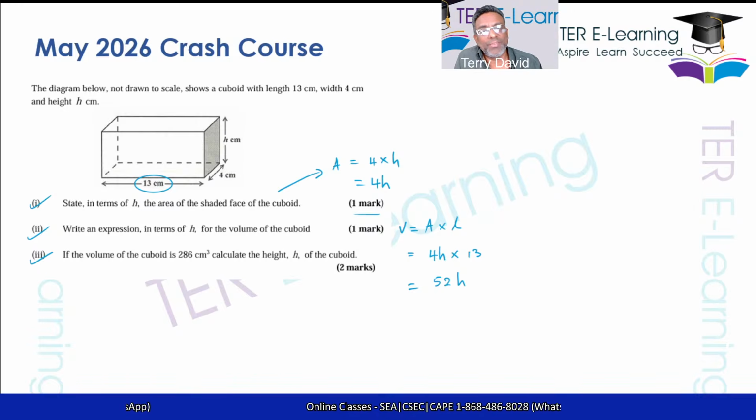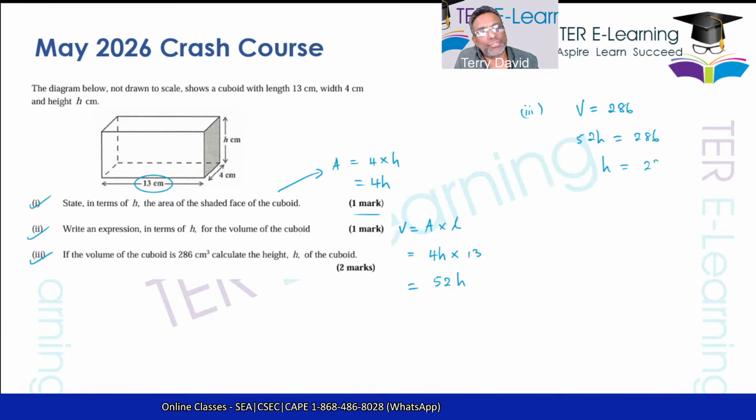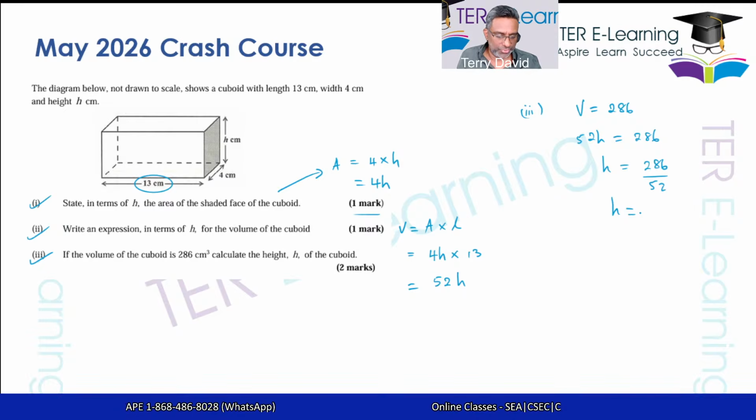And the third part, if the volume of the cuboid is 286, find h. So for this third part here, all we need to do, your volume is 286. So we're going to put 52h is equal to 286. So therefore h is 286 all over 52. So therefore h is equal to 286 divided by 52, and you're going to get 5.5. All right. So this one is a pretty easy question.